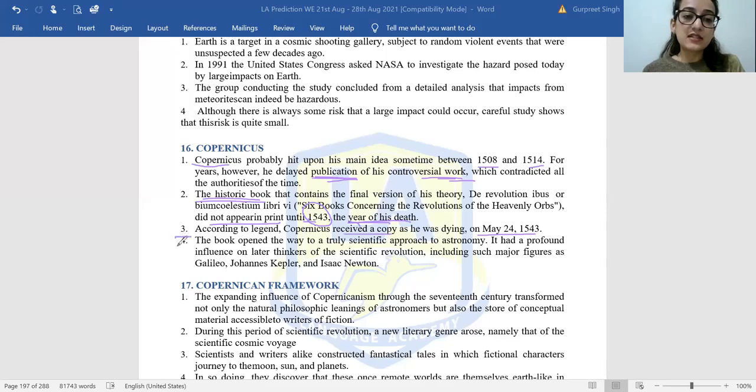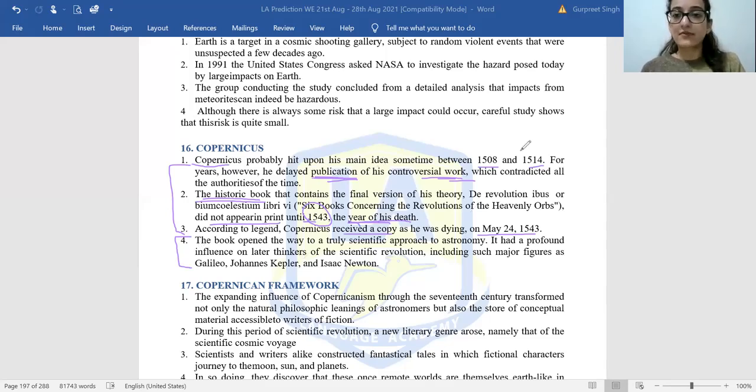So this sentence is only and only talking about what the book was about. The book had a scientific approach to astronomy and talked about the scientific revolution. It is not related to the person in the previous three sentences, which had a story: that this person delayed the publication of this book until 1543, which was the year of his death. On the day of his death, he received the book, and then only about the book, what was contained in the book, what was published in the book, the topics. So it is the narrowest again.